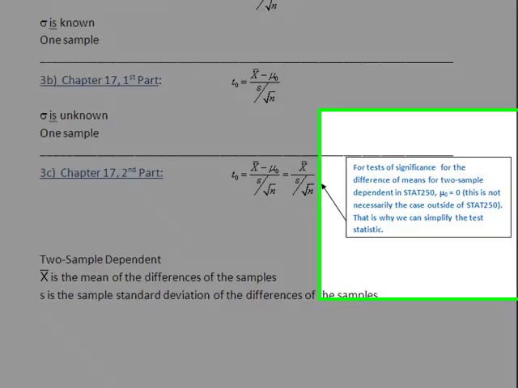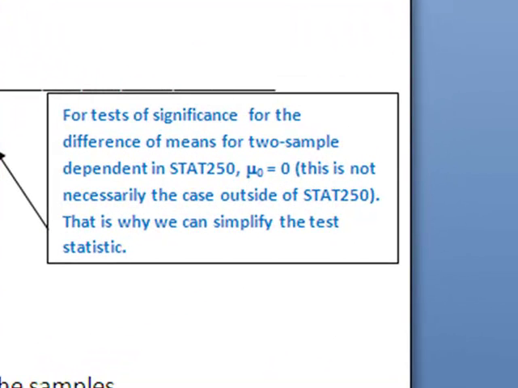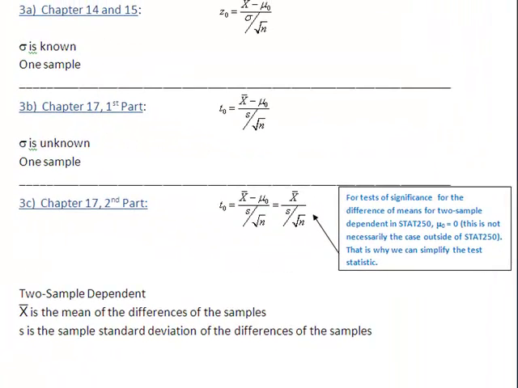And in Stat 250, we're always going to have in the null hypothesis that the mean is equal to 0. So we can simplify our test statistic. In other words, we can get rid of minus mu naught, because we're always in Stat 250 going to say that mu naught equals 0. But in upper level stats courses, that's not always the case, and in real life, definitely not always the case. But in our class, for two sample problems, the mu naught value will always be 0.